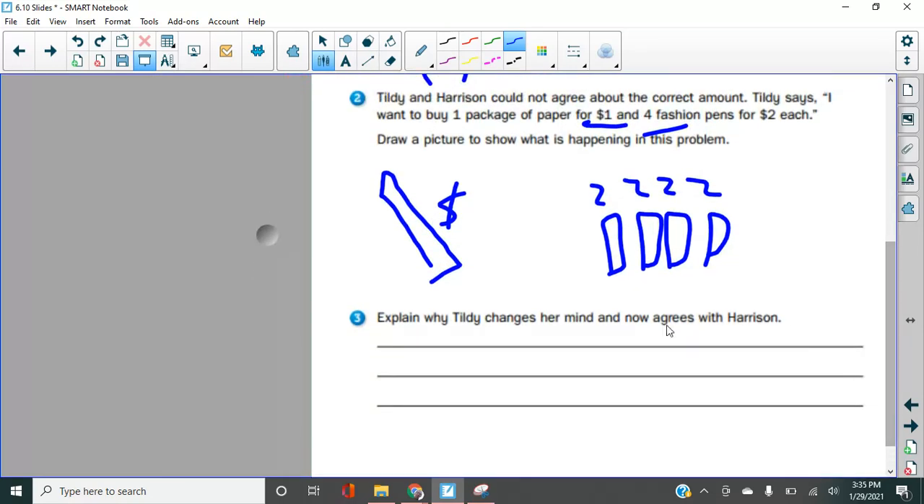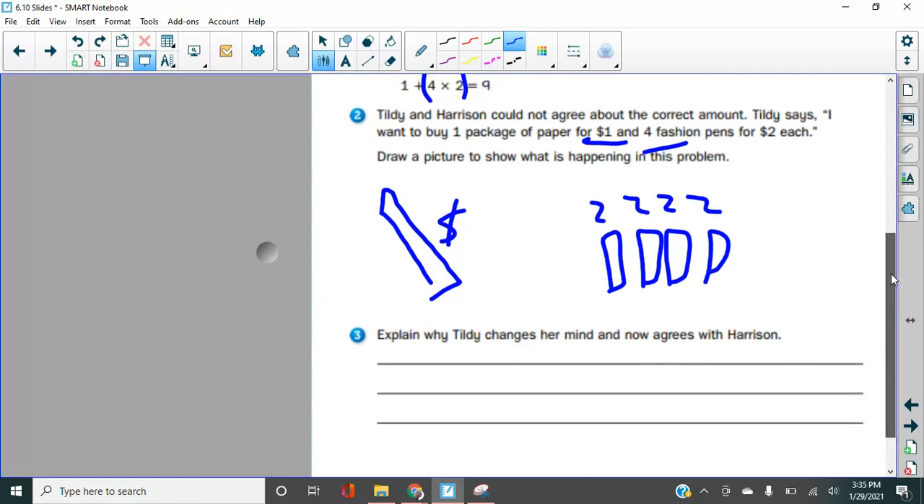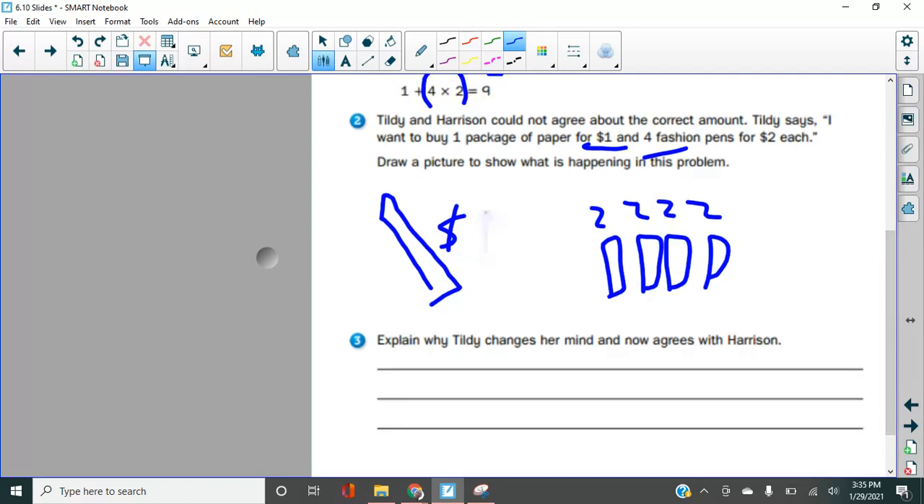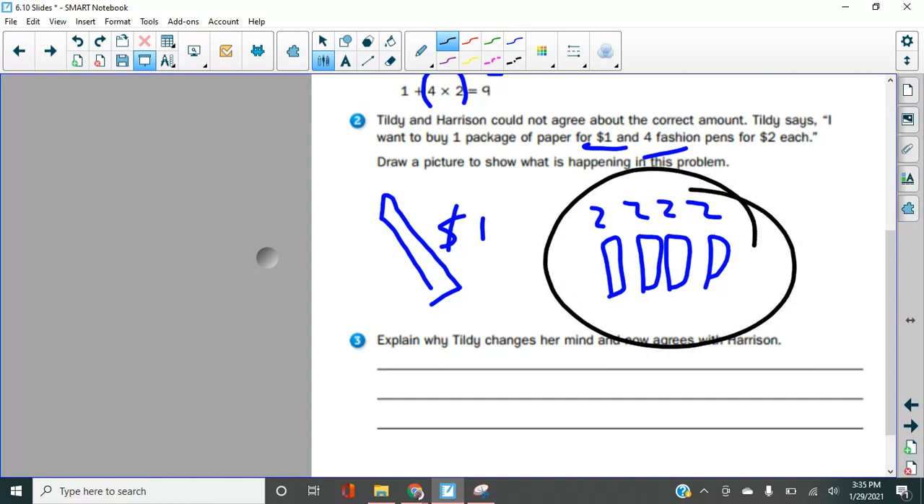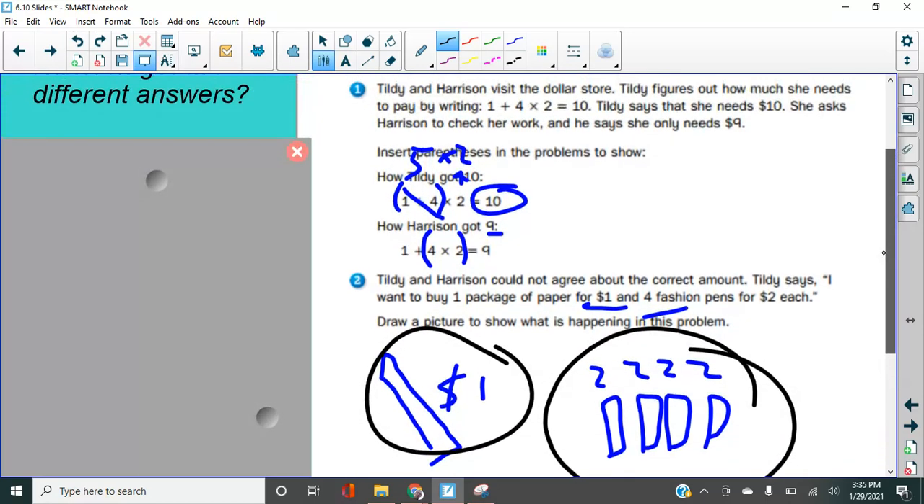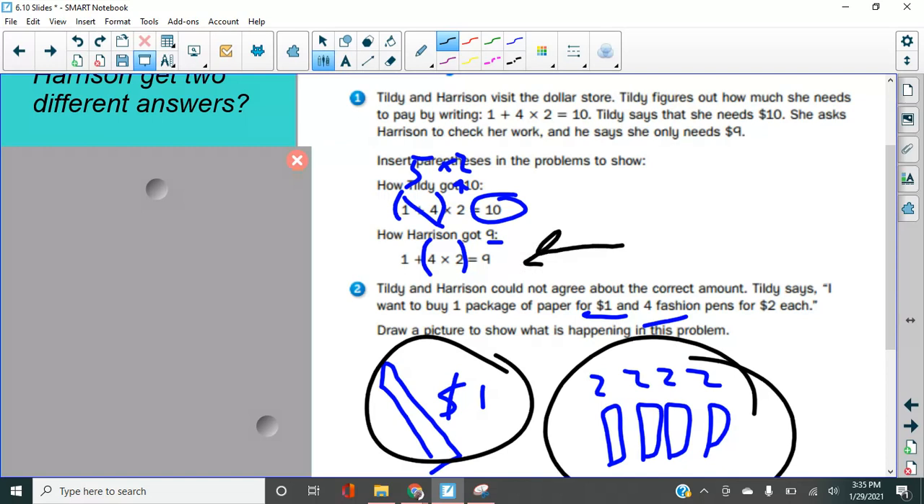Let's type this one in. Explain why Tildy used to think that the price of her items was $10. Now she knows that Harrison was right and it's $9. Why has she changed her mind? Yeah, she can see if she groups this together, right? 4 times 2 is 8. And then plus 1 more will give her 9. So up here, right, Harrison was the one that was right. He did this first and then added the extra dollar. All right, so the order matters.